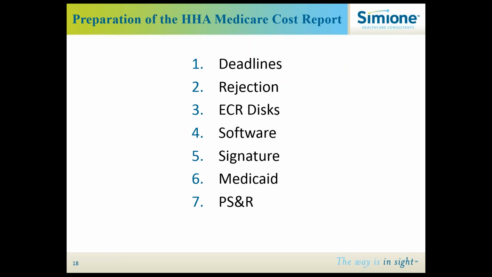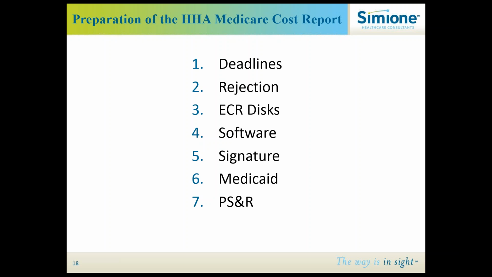The aspects that are important, first of all, of course, is the deadline. If you're a December 31st home health agency cost report, you have to file it by May 31st, or you will be on Medicare withhold. Now, I'm a strong advocate for filing as early as possible, which leads to the second reason, rejection. Occasionally, cost reports get rejected. They've been rejected because the ECR disk was flawed.